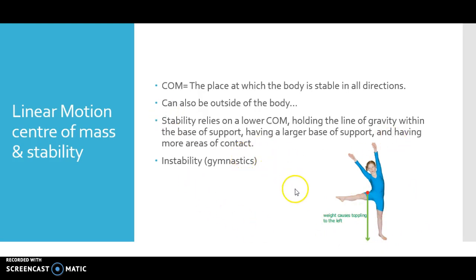So if someone was to go on a handstand, or maybe a headstand, if we compared them both, the handstand would be more unstable, as there's only two points of contact with the hands, whereas the headstand would be more stable, as they're using the head and the two hands.